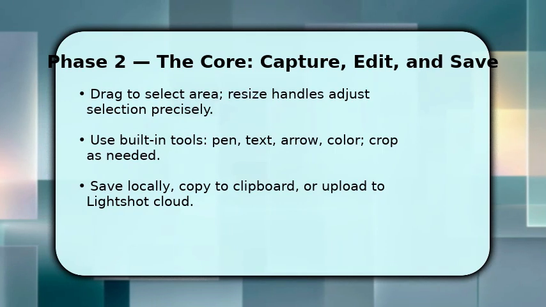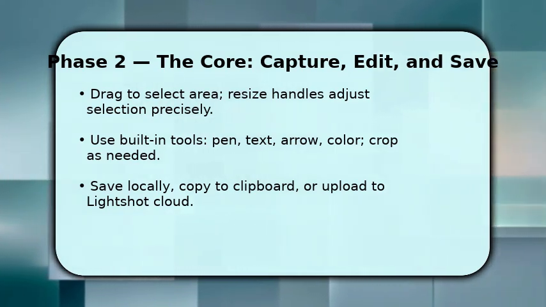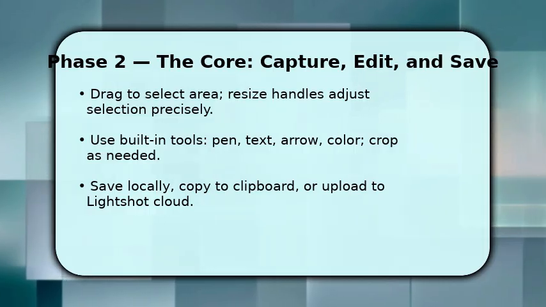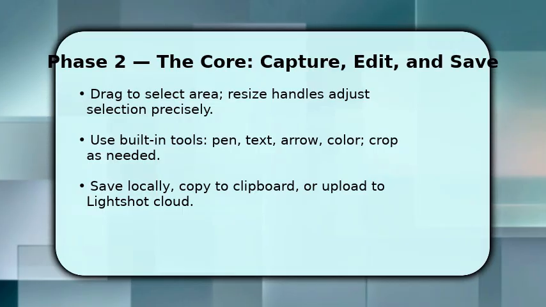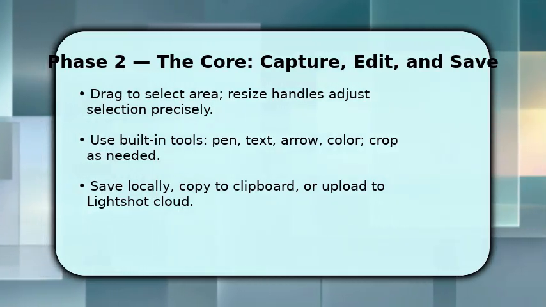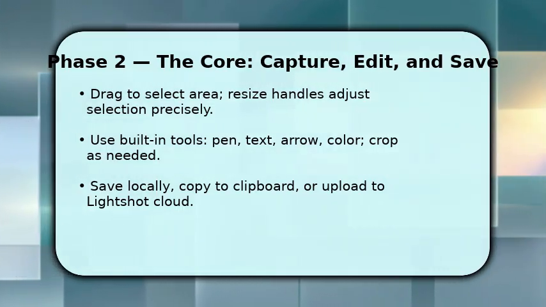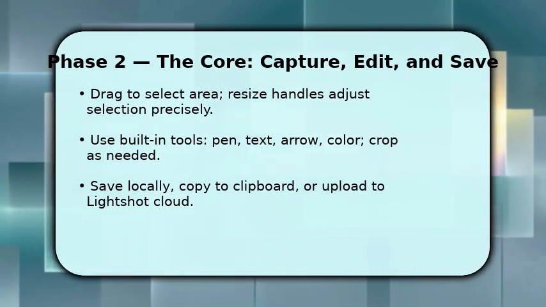You'll drag to frame the precise area you want, and then refine using handles for accuracy. Once selected, use pen, arrow, and text tools to annotate, choose colors and undo if you overdraw. When done, decide. Save to disk, copy to clipboard, or upload to Lightshot Cloud for a shareable link. Make sure to name files logically when saving.